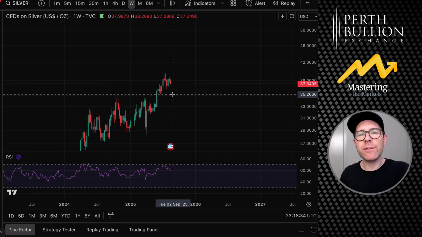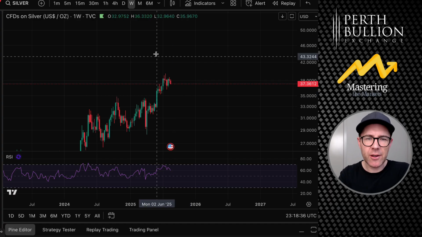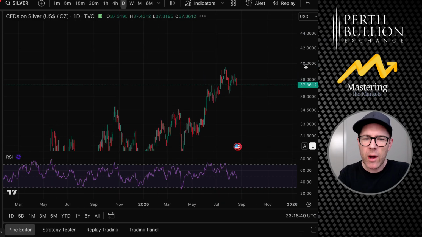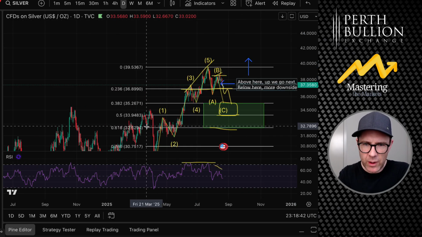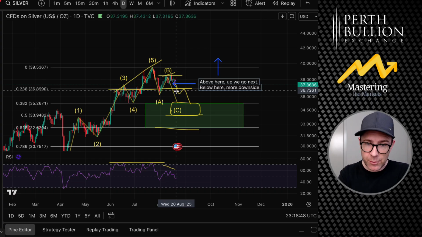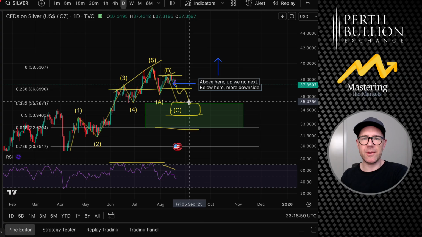I'm going to say 50-50 for now. I could probably go a little bit more biased to the downside, but while we're above this 36.90, I'll just stay 50-50 at this stage. But you break that, then I'll probably flip to 80-20. So that is a silver potential last dip as such before it rips.